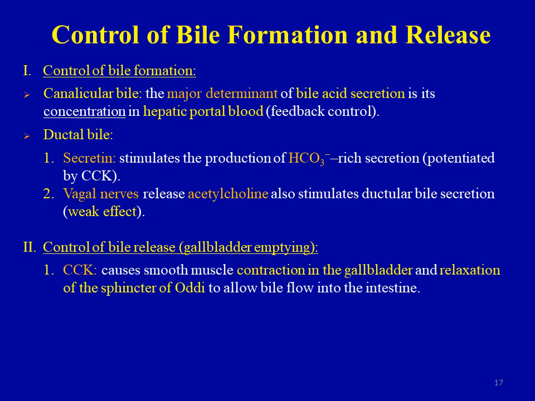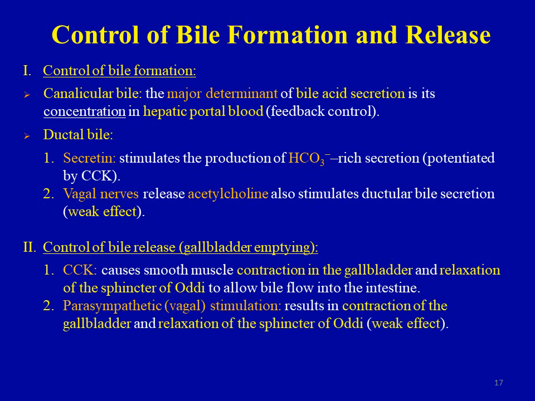Gallbladder emptying is mainly the function of the hormone cholecystokinin. Cholecystokinin causes smooth muscle contraction in the gallbladder wall and the relaxation of the sphincter of Oddi, and this will allow the concentrated bile to flow into the small intestine.